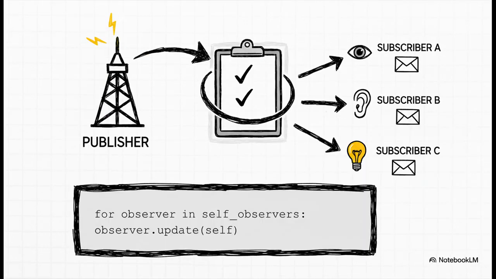And then, step 2, when something important actually happens, the state changes, the publisher just runs through that list of subscribers and calls the update method on every single one. That's the whole magic trick right there. Just a simple loop, pushing out the news to everyone who signed up to listen.